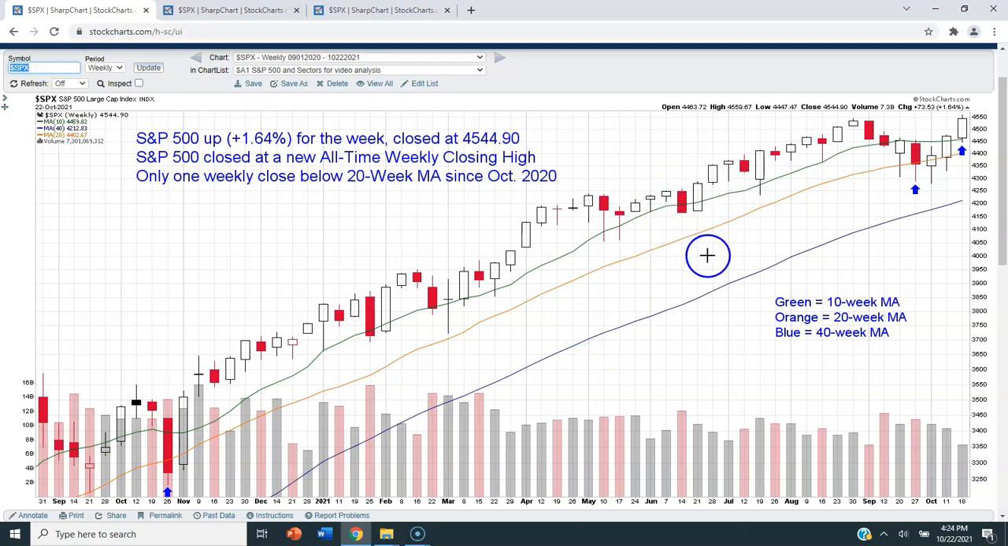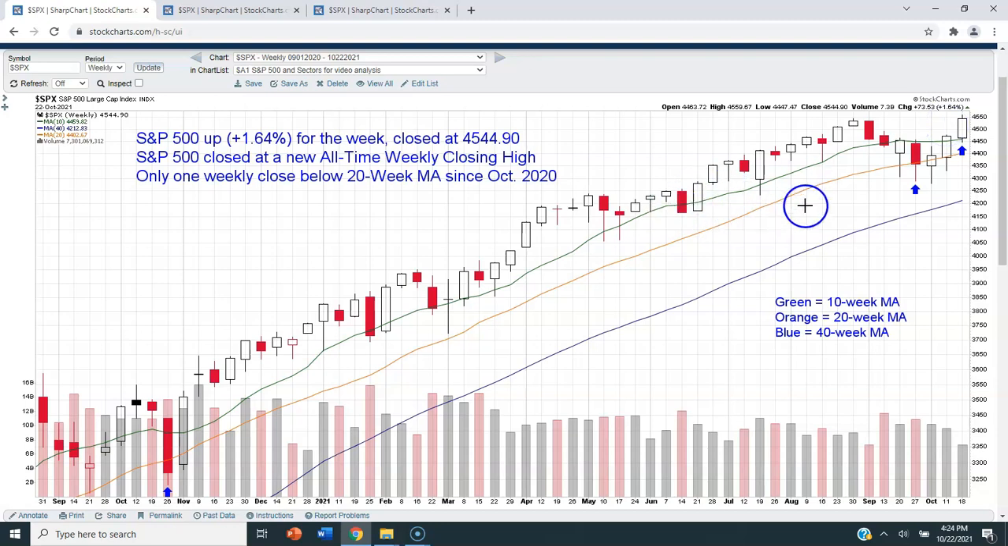Again, each candlestick on this chart represents 1 week of trading. The simple moving averages: the green one is the 10-week, the orange one the 20-week, and the blue one is the 40-week moving average. We can see here for the week, the S&P 500 had a great week, up 1.64%. We closed at 4544.90. That is a new all-time weekly closing high on the S&P 500 right there.